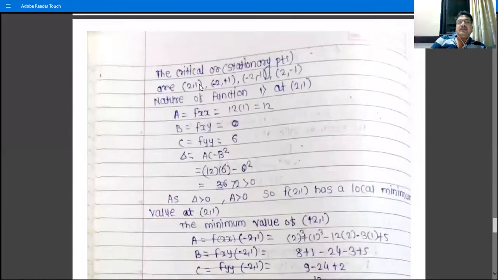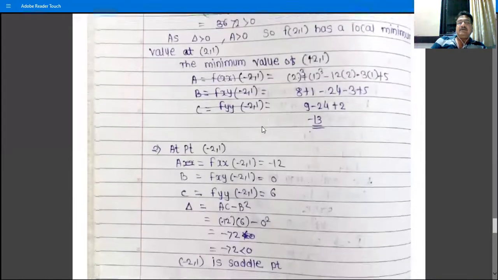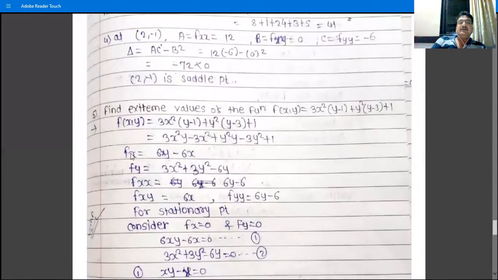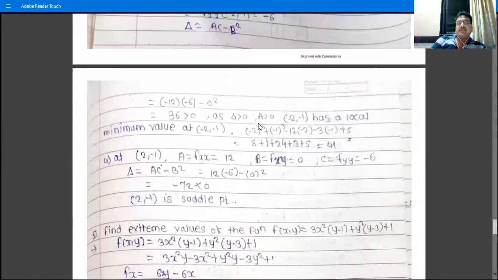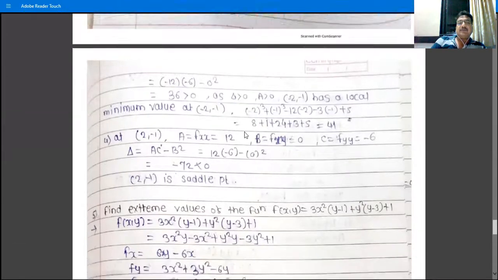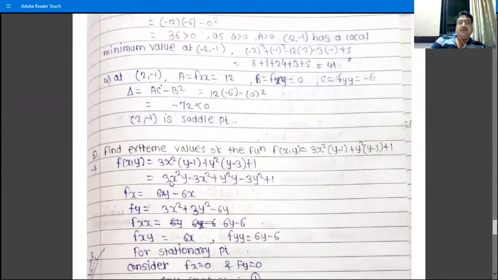So the function is minimum at the point (2, 1) and maximum at the point (-2, -1), and at these 2 points the function is neither maximum nor minimum. That is, the 2 points are saddle points. So the correction is at this place. So correct this answer while writing in your notebook.